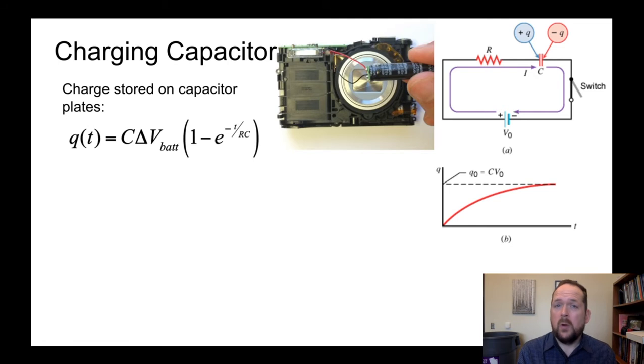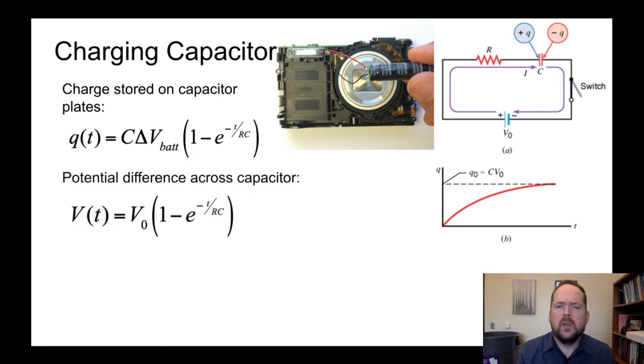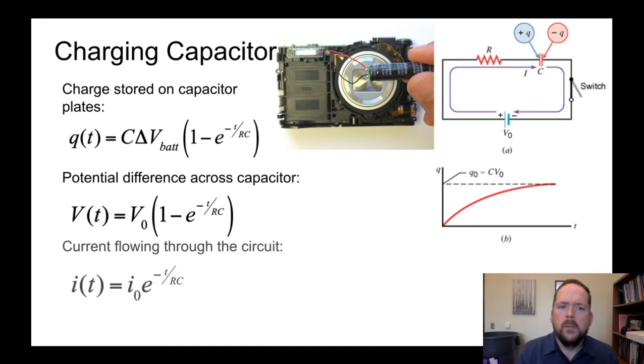E to the 0 power is 1, so everything in parentheses here will start out at 0. And e to the really big negative number is 0, so I'm going to end up with the parentheses being 1 at the end of time, which will be when I have my maximum charge stored in this capacitor. Again, typically you see this also written as a voltage, because voltage is something you can much more easily measure in an electric circuit. So the voltage as a function of time is the voltage of the battery, which is what the capacitor will achieve when it is fully charged, times this 1 minus e to the minus t over RC.